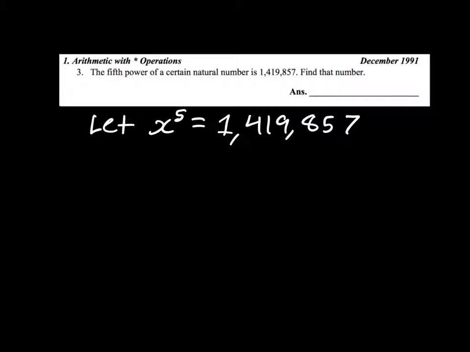Okay, this problem is from Meat 1, Category 1, and it's a 5-pointer. The problem reads, the fifth power of a certain natural number is 1,419,857, and we have to find that number. So you can let x to the fifth be that number, and then we have to bound x.